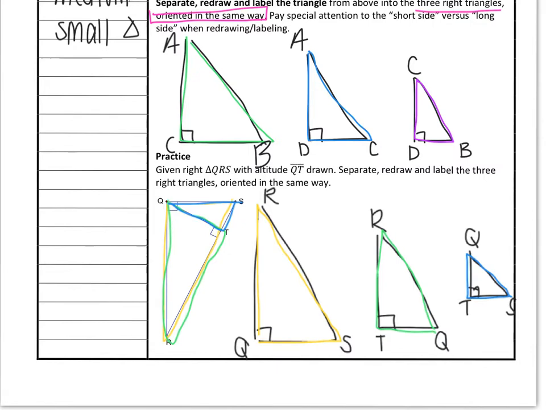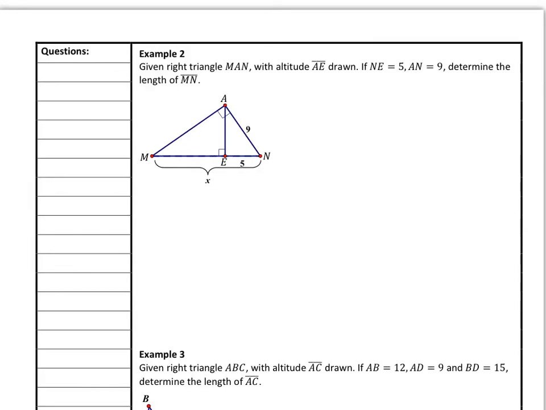So I'm going to turn the page and we're going to look at what we do when there are actual numbers involved. In example 2 here it says, given right triangle MAN with altitude AE drawn, NE is 5, which they already labeled for us down here. AN is 9. Determine the value of MN. So notice that I already wrote in here that MN is what we're trying to find.